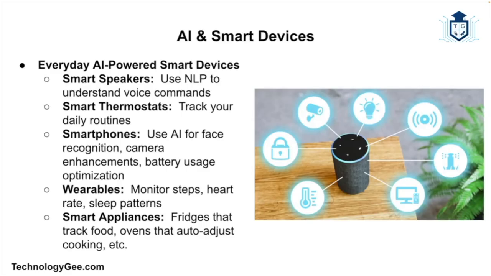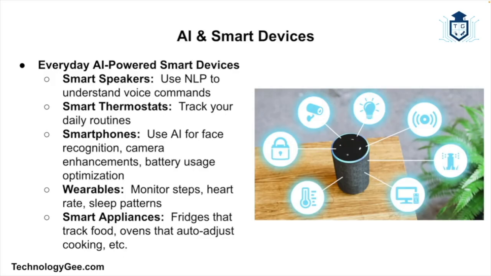You have smartphones where they use AI for face recognition, photo enhancement, battery optimization, and predictive typing. Your smartphone camera uses computer vision to blur backgrounds or detect scenes, and your apps recommend content based on behavior thanks to machine learning. You also have wearables like Apple Watch and Fitbit, where they can track steps, heart rate, sleep patterns, alert you if your heartbeat is irregular, and they can use AI to detect patterns that even doctors might miss. And you also have smart appliances.